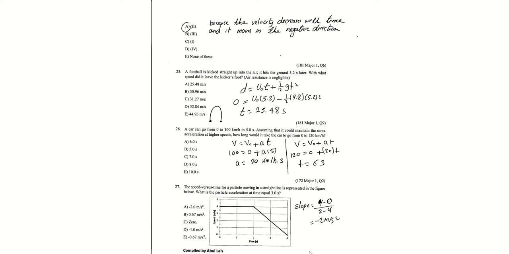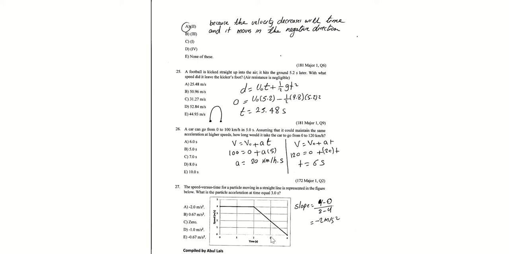Now the next problem 27 is about a graph, and I can see it's still a speed versus time graph. So it says that the speed versus time for a particle moving in a straight line is represented in the figure below. What is the particle acceleration at time equals 3 seconds?